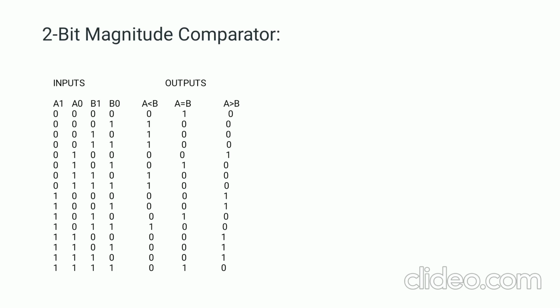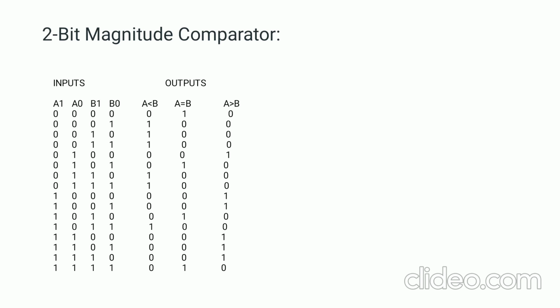So in the next case 0 1 0 1, both the a value and b value are equal. So a equal to b produces 1. Remaining a less than b and a greater than b produce the result 0. And in the next case 0 1 1 0, a possesses the value 1 and b possesses the value 2. So it will produce a less than b as high output.